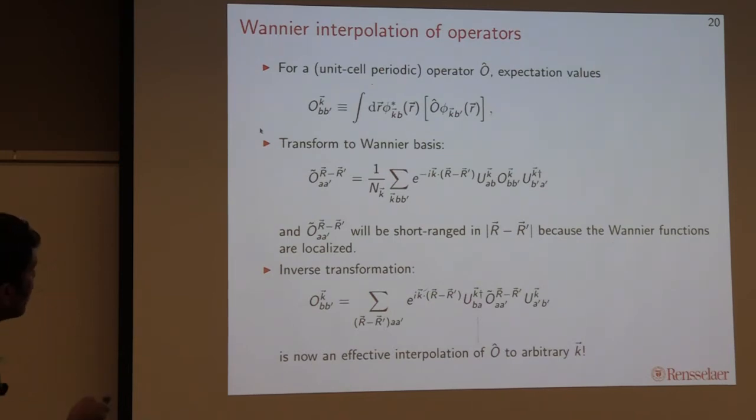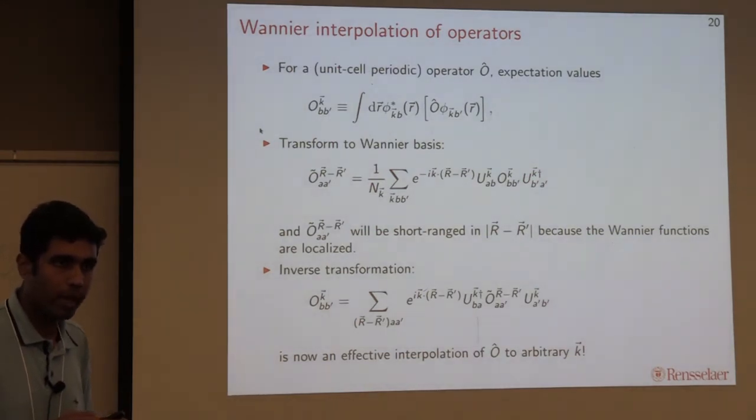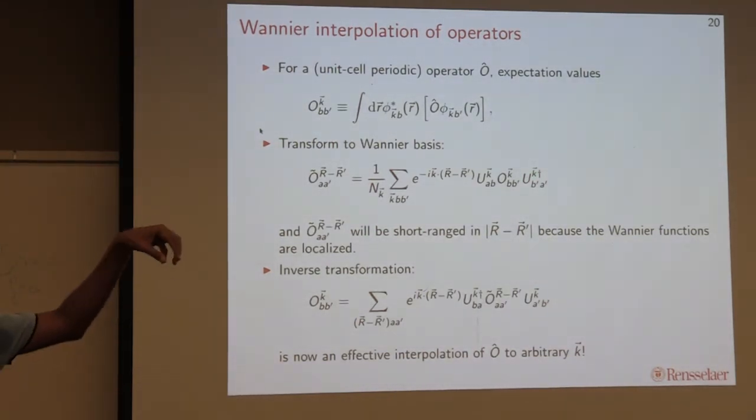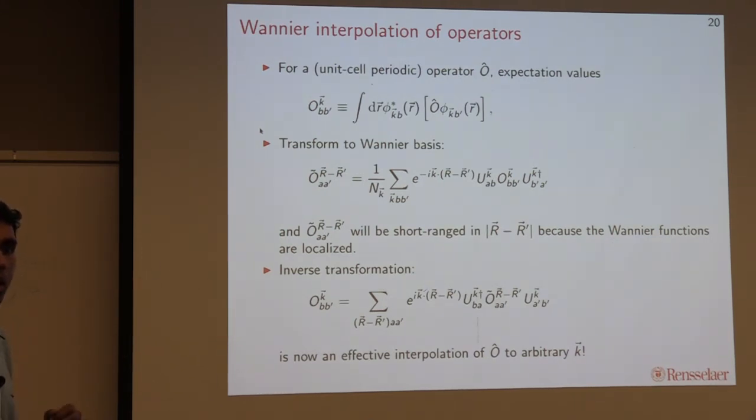Right? And because of the localization of the Wannier functions, these are going to be short range. So you don't have to keep a very large number of R and R prime. They're going to exponentially decay as R minus R prime gets large. So if I think about one R being here, the range of R prime will be something on the atomic scale around it. And then once I have those short-ranged matrix elements, which I computed from say 1000 k, I can recompute them for any k I want here.